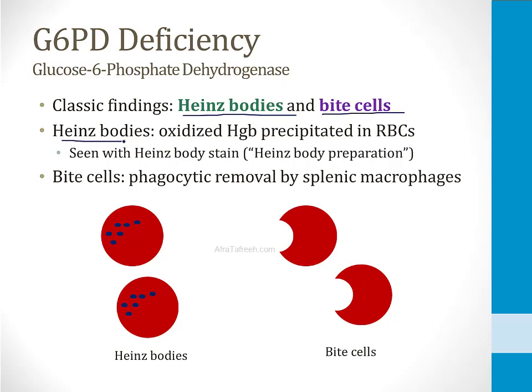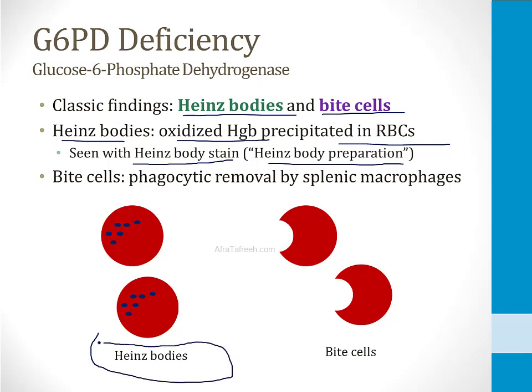Heinz bodies are red cells with small dark areas inside of them. The dark areas represent oxidized hemoglobin that has precipitated inside of the red cell. This is seen with a special stain called a Heinz body stain. It's sometimes called a Heinz body preparation. It looks something like what I've drawn on the screen here. They are red cells with these dark inclusions.